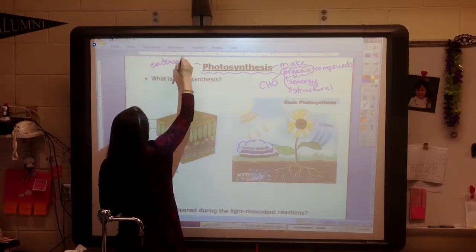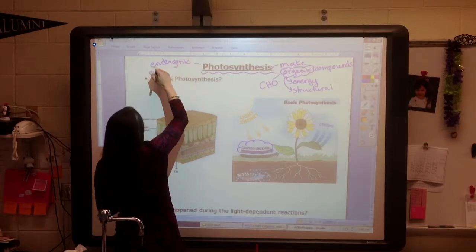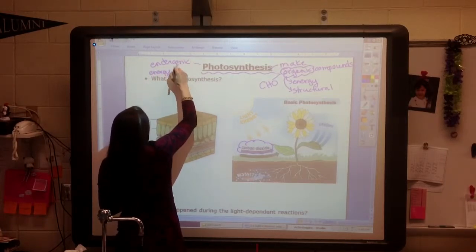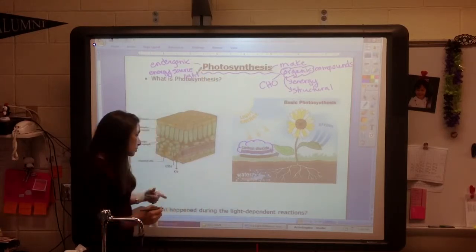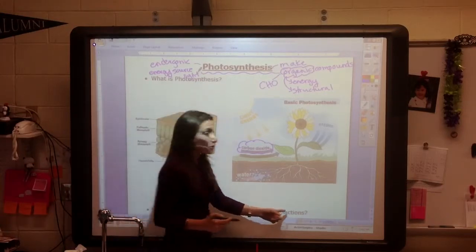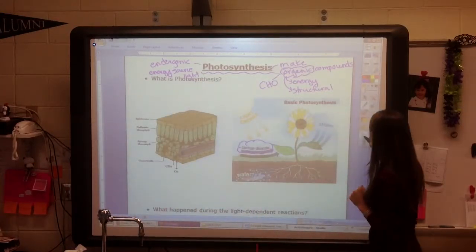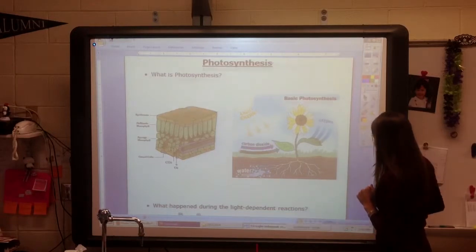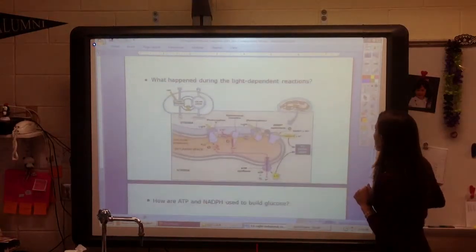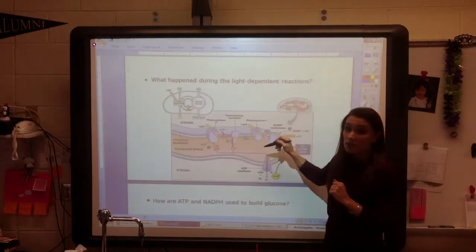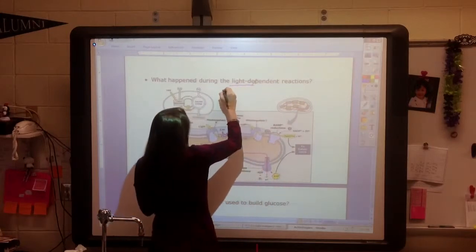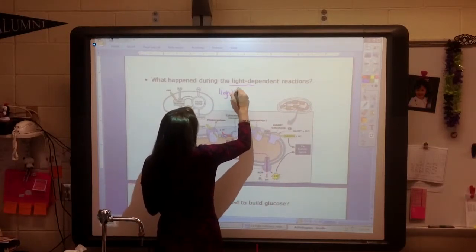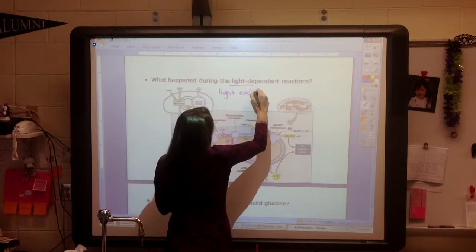I have to put energy in, and the energy source initially was light. However, up to this point, we've actually taken the light. Remember, during the light-dependent reactions, that was the first stage of photosynthesis. During the light-dependent reactions, we took the light energy, and the light first excited the electrons.